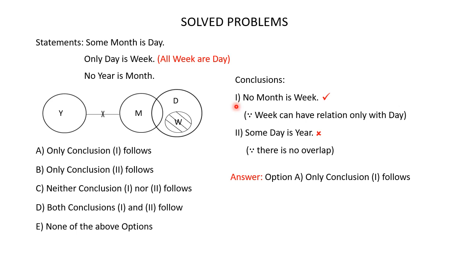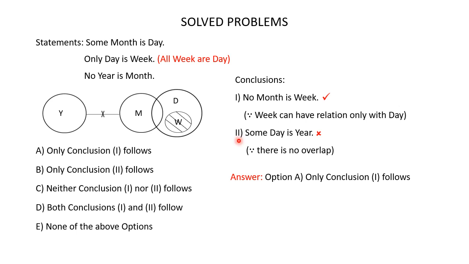Conclusion 1. No month is week. So you have month here and week here in the Venn diagram. Clearly you can see here that week can have a relation with only day. Week will not have any relation with month. This means no month can be week. So the conclusion no month is week is correct. Conclusion 1 follows.